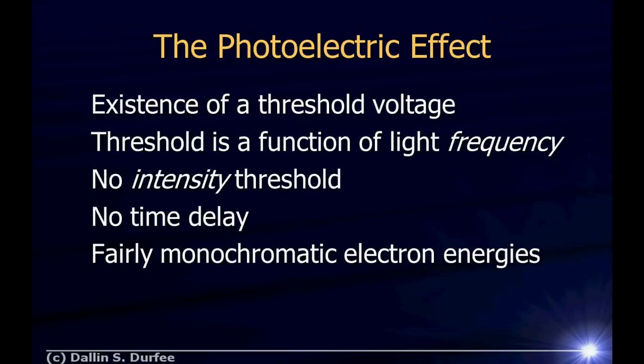Also, there was no time delay. You'd kind of expect, you turn the light on, it takes time for the electrons to absorb the energy and come out. Turns out they start coming out instantaneously. And the electrons come out very monochromatic, meaning all the same velocity. So, how do you explain all of this?